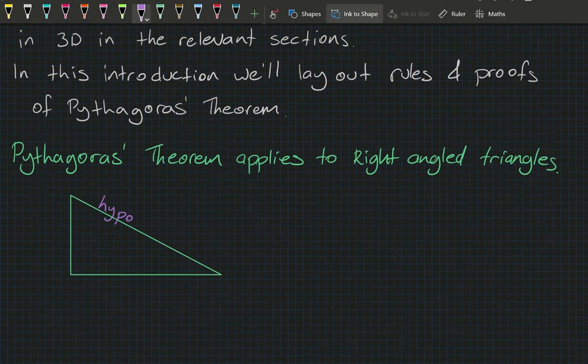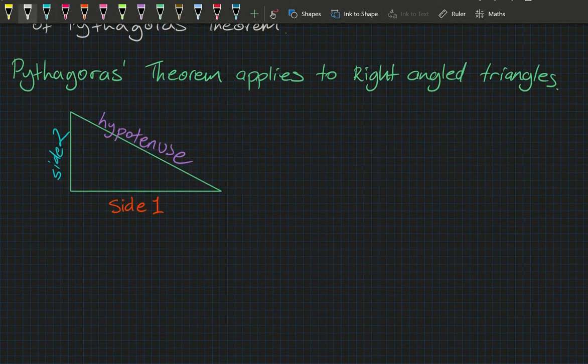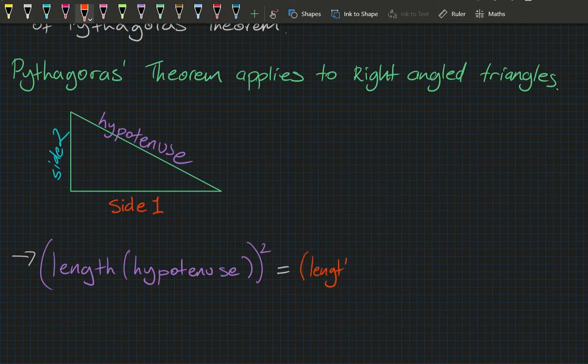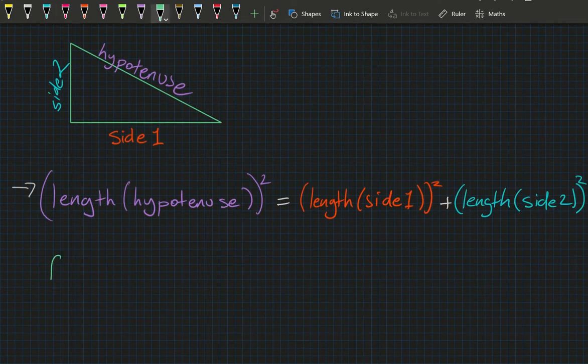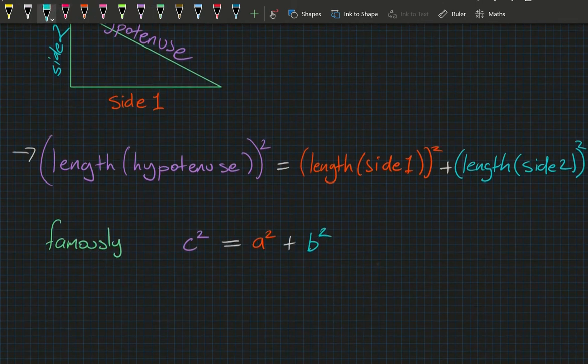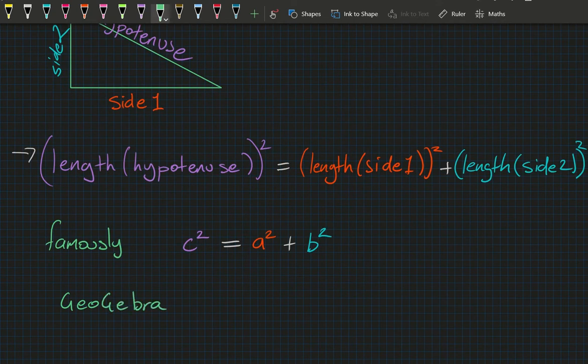So if we have a right angle triangle, then the length of the hypotenuse squared is equal to the length of one side squared plus the length of the other side squared, which is famously known as c squared is equal to a squared plus b squared. Let's have a quick look at this in GeoGebra using this applet.